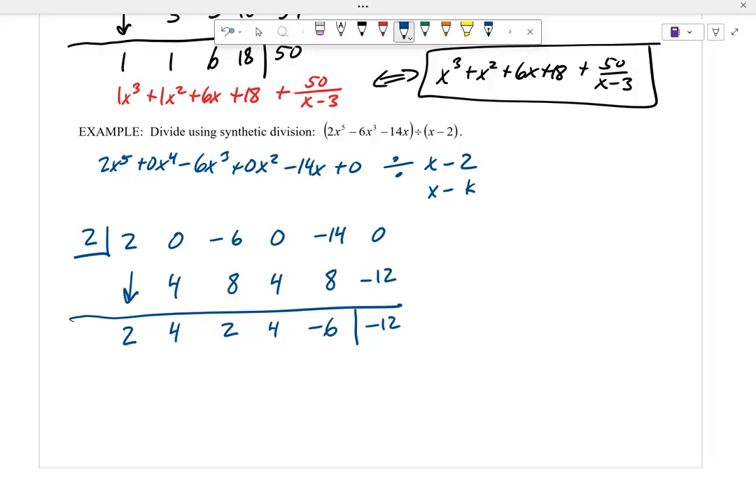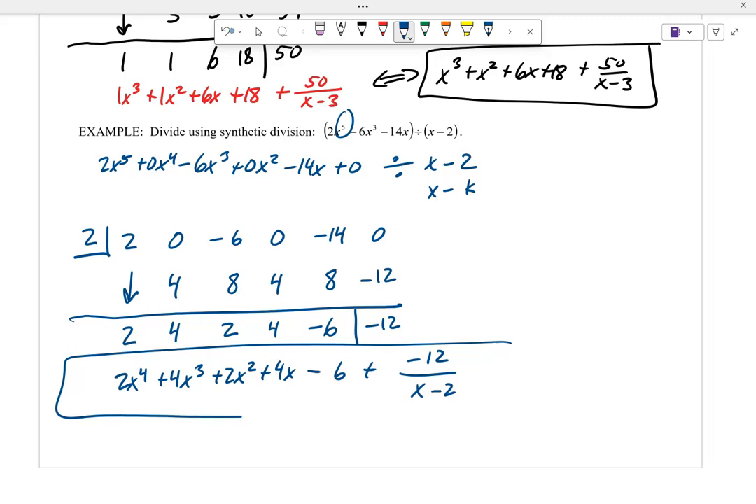So here's our coefficients of our quotient. 2. Now it's 1 degree less than we started with. I started with a 5th degree, so this will be x to the 4th, plus 4x cubed plus 2x squared plus 4x minus 6 plus remainder of negative 12 over divisor, x minus 2. And there we have it.